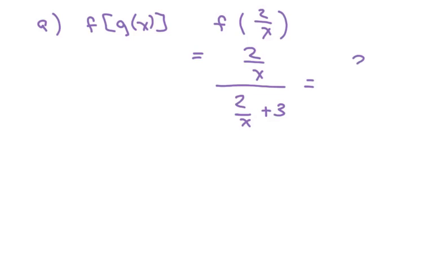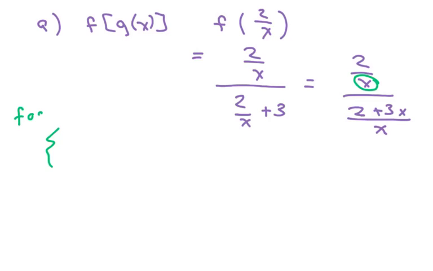Now this equals 2 over x. I'm just getting the common denominator here, 2 plus 3x over x. Now, I'm going to simplify this, but just looking at this, if you look at the numerator, we can't divide by 0. So first of all, for the composite f of g, we can't divide by 0 here.